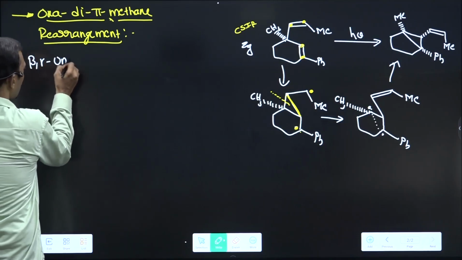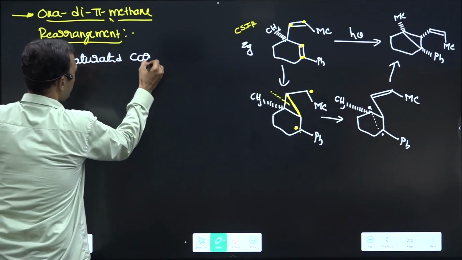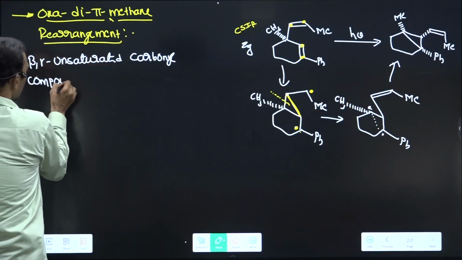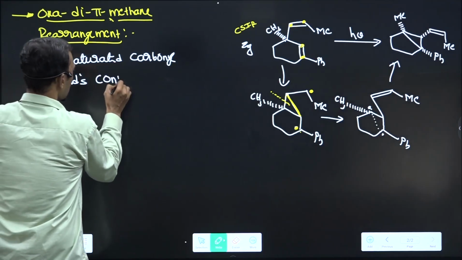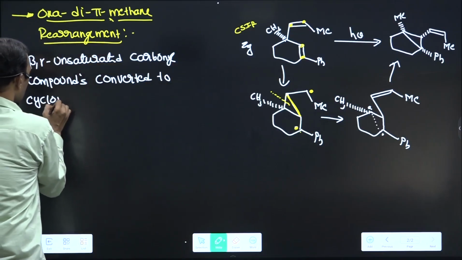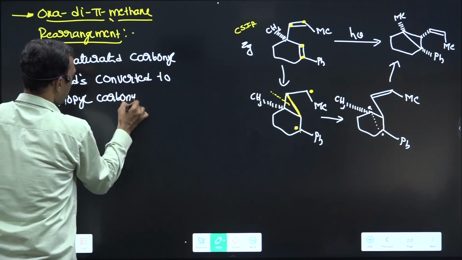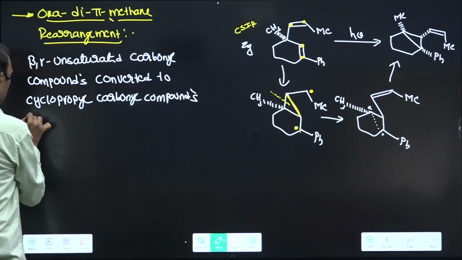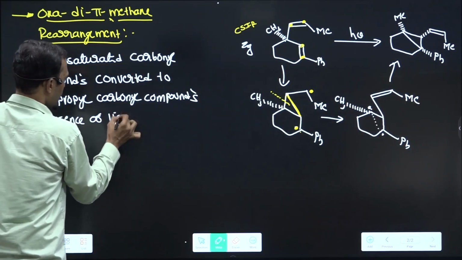See, beta-gamma unsaturated carbonyl compounds are converted to cyclopropyl carbonyl compounds in the presence of light. So in presence of light, this reaction is possible.